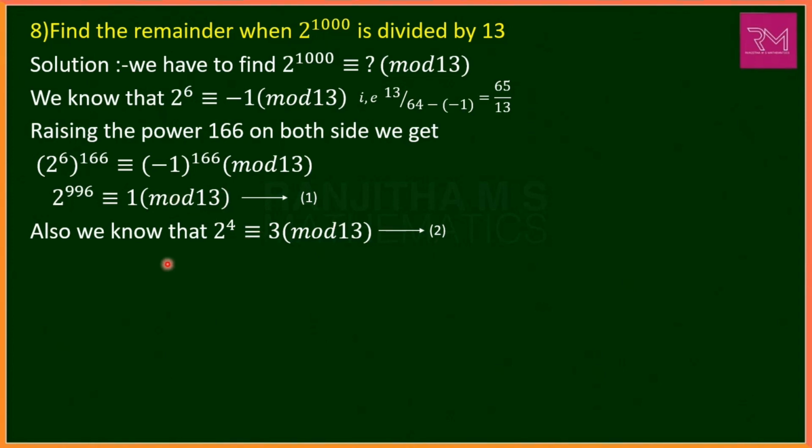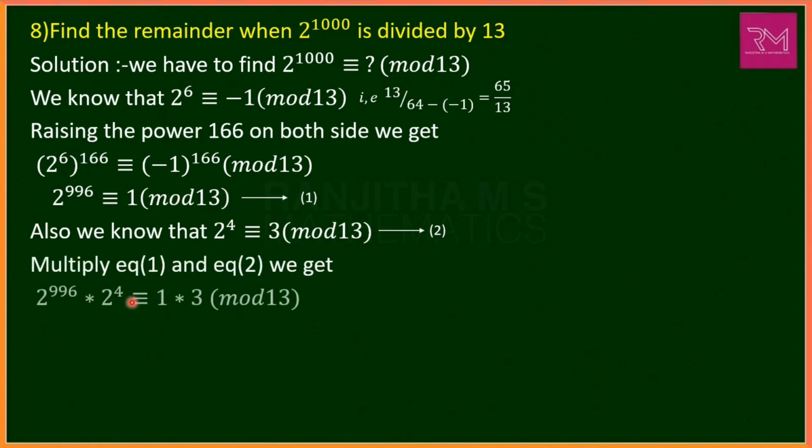From equation 1 and equation 2, multiplying them, we get 2 power 996 into 2 power 4 is congruent to 1 into 3 mod 13. Here, we have to obtain 2 power 1000. For that, we need the remaining 2 power 4. Therefore, 2 power 4 is congruent to 3 mod 13. Since 16 minus 3 is 13, 13 divides 13. Therefore, 2 power 4 is congruent to 3 mod 13.